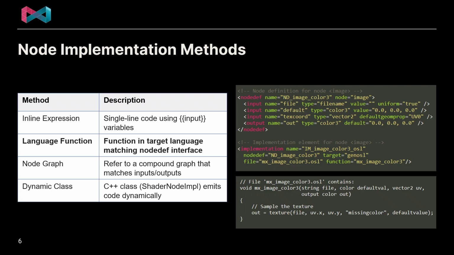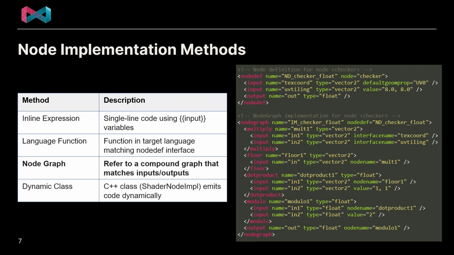It's simplified for readability, but you can see on the implementation element, we then reference the file and the function name in that file. And here's the file. So it's an OSL function sampling the image texture.